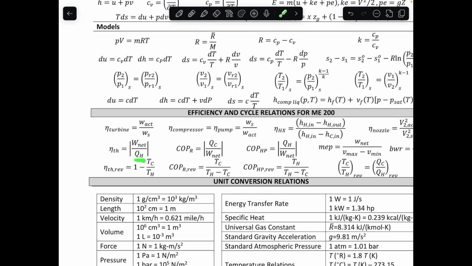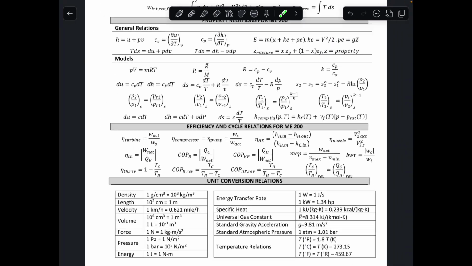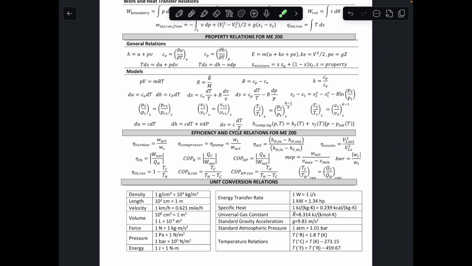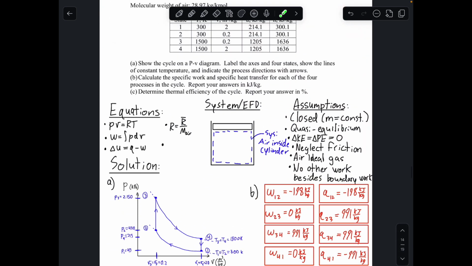So we have to pay for this work by putting some heat into the system, and as a result we get some positive work done by the system. So this is the equation we want to use, and I will write that down in the equation section. So we have eta TH should just be equal to the net work done by the system divided by the heat transfer into the system, which is QH.